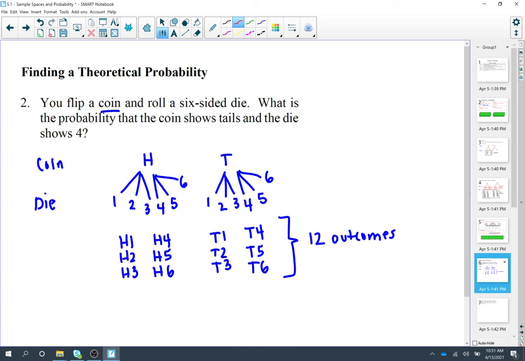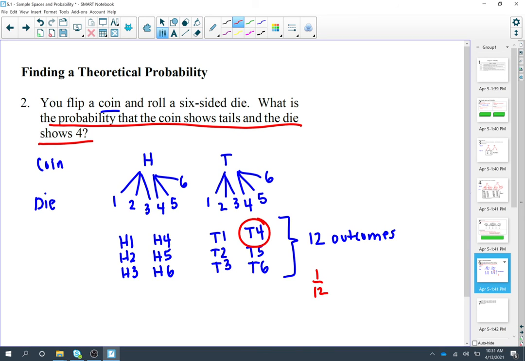And we want to know the probability that the coin shows a tail and the die shows a 4. Well, that would be right there. And if I keep looking, that is the only one with a tail and a 4, which means my probability would be 1 out of 12.